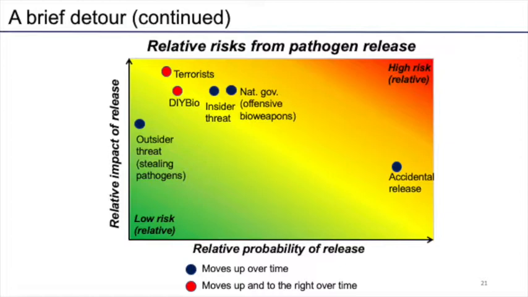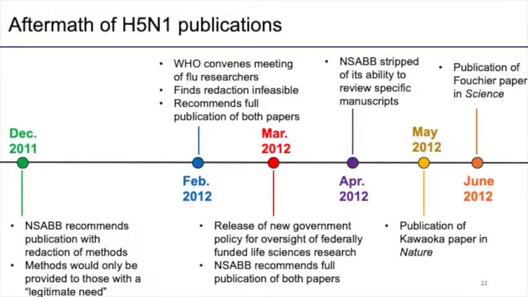So going back to the risk from communication, I told you I was going to talk about the aftermath of the H5N1 debacle, and I want to bring it up here to make a point, which you'll see at the end. Where we last left off, the NSABB received these publications for evaluation, and they ended up recommending publication of both papers, but redacting the methods. They said the methods could be provided, but only to those with a legitimate need to know.